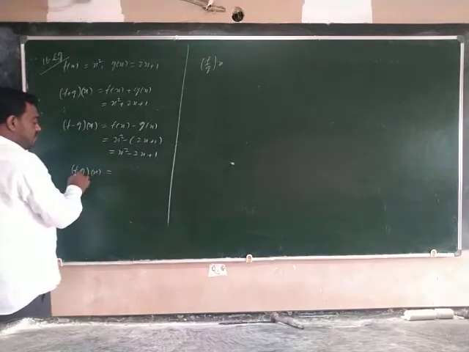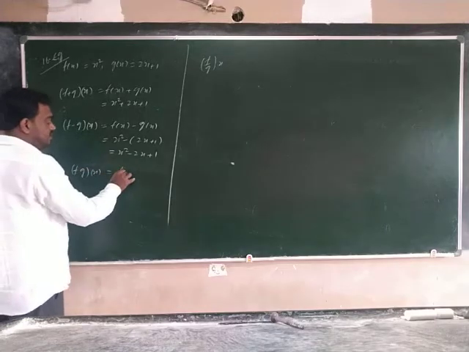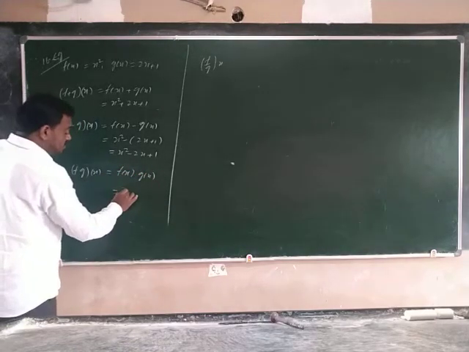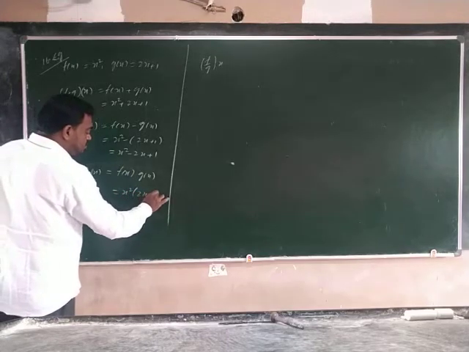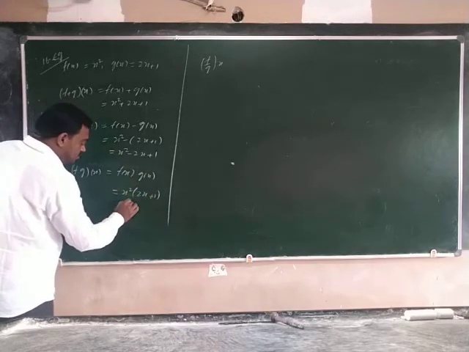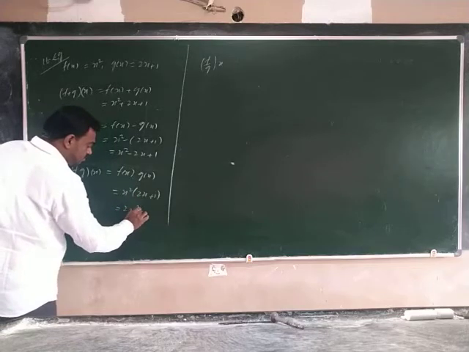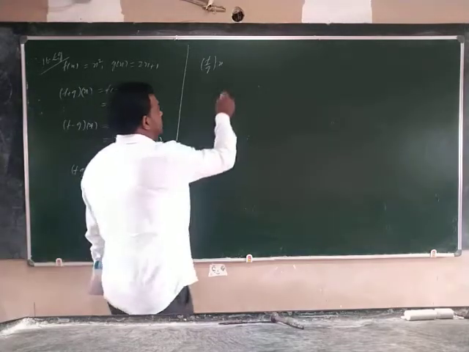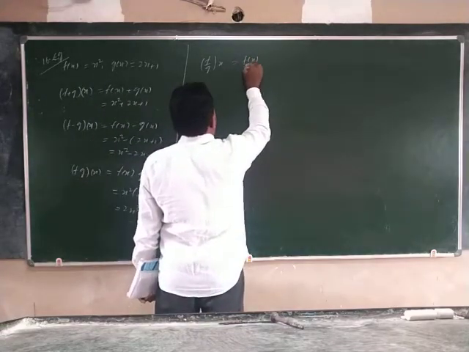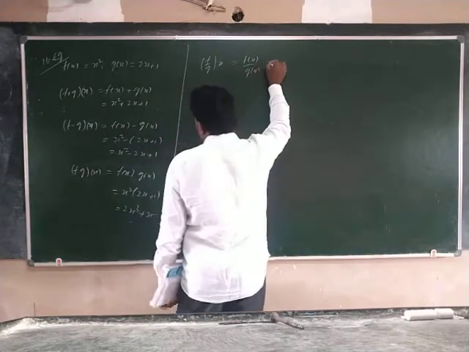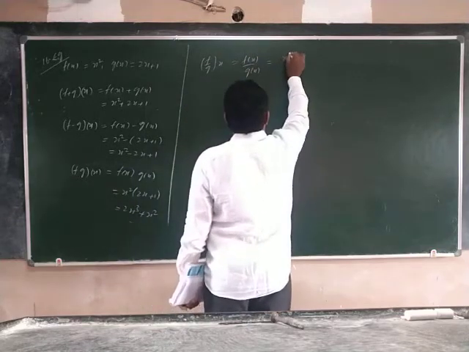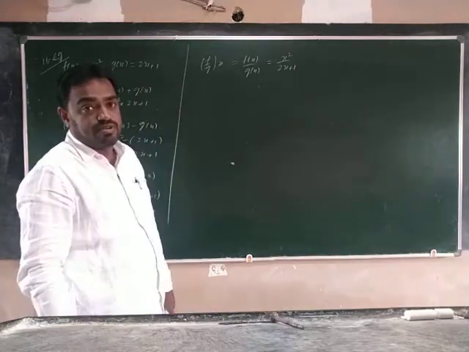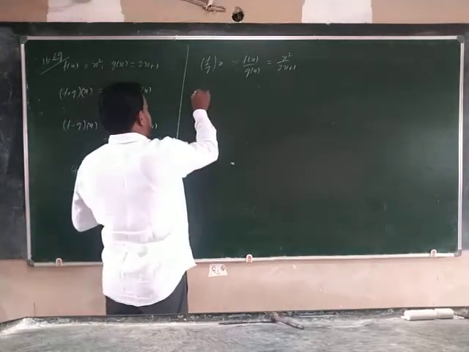Next one, f into g of x is nothing but f of x into g of x. f of x is equal to x square, g of x is equal to 2x plus 1. Take the product: x square into 2x, 2x cube, plus x square into 1, x square. Next, f by g of x. This is equal to f of x by g of x. What is the f of x? x square. What is the g of x? 2x plus 1. This is the answer. Simple problems.